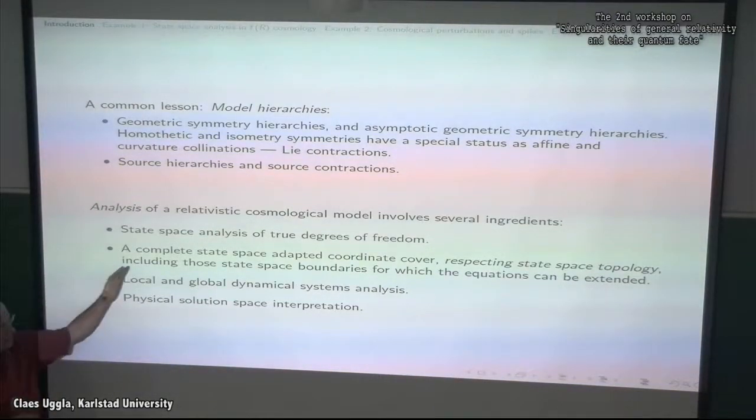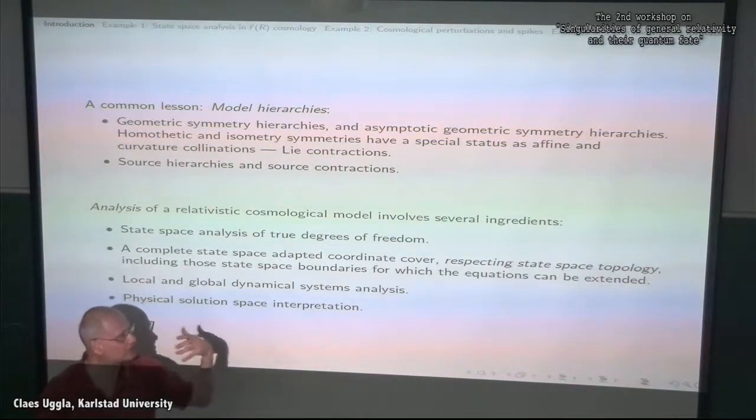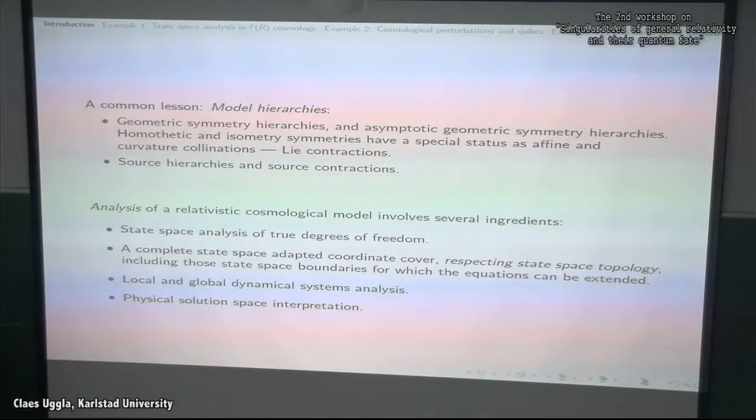including when you have spacetime boundaries, to which state space boundaries you can actually extend the equations to cover them. Because typically, asymptotically, things come from, say, if you take the Chaplygin gas example, the exponential boundary. That's the asymptotic states of the problem. You need to do a local and global dynamical systems analysis. Fixed point analysis is not enough. And you have to make a physical solution space interpretation.